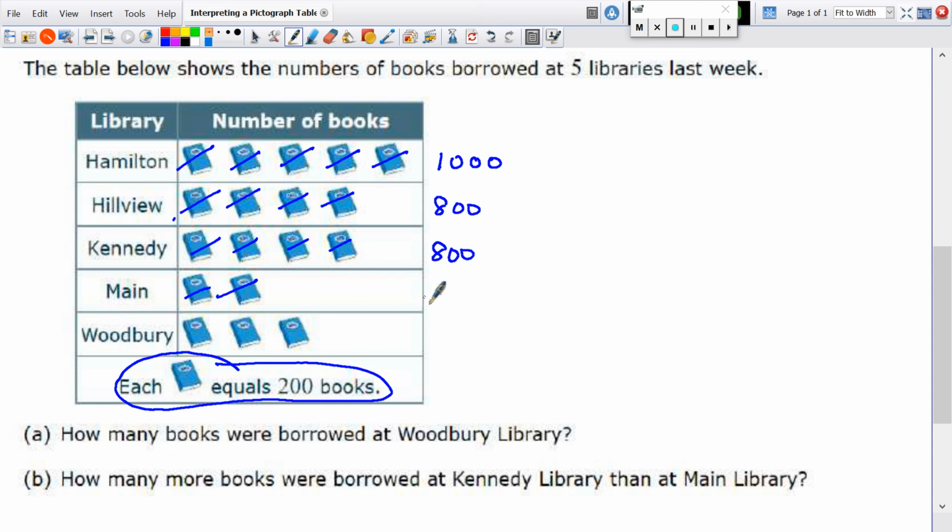2, 400. 2, 4, 600. How many books were borrowed at Woodbury Library? 600.